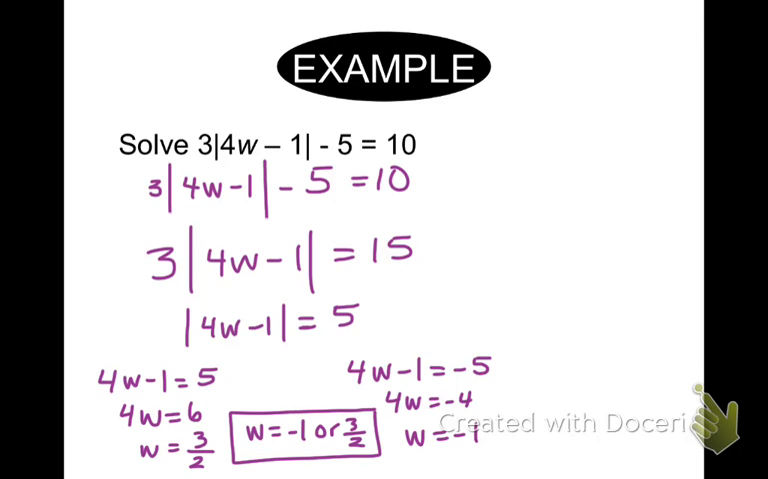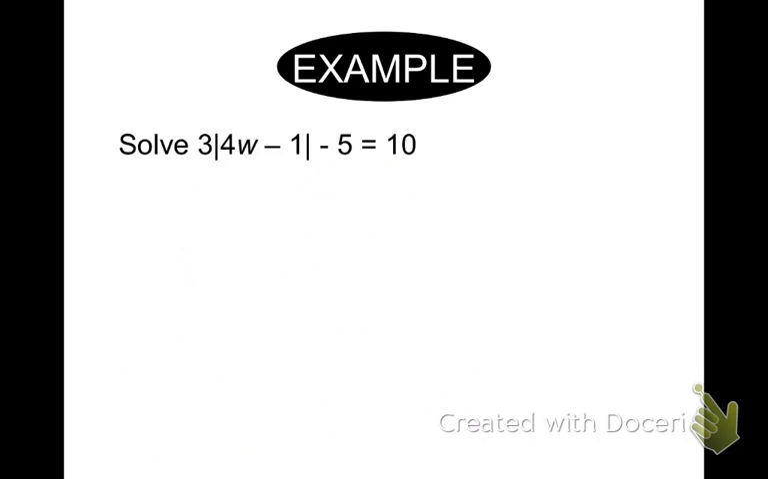I'm going to show you your favorite type of absolute value equation. Are you ready? This is going to become your favorite one. The absolute value of w minus 5 equals negative 8.